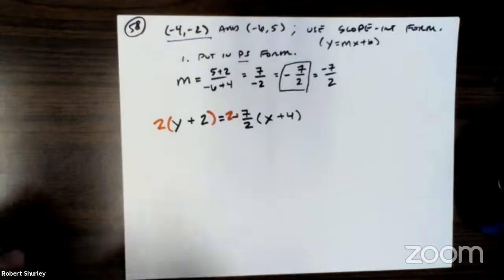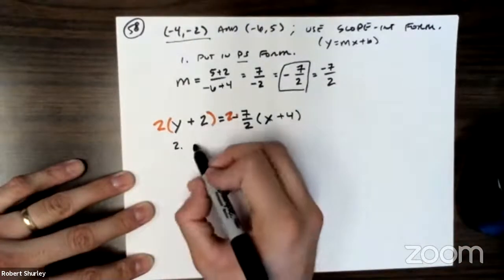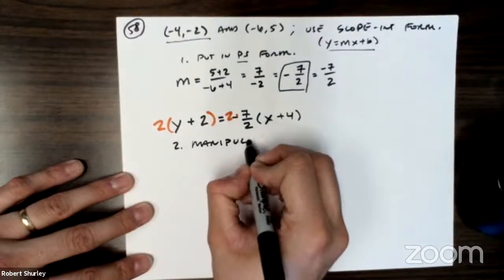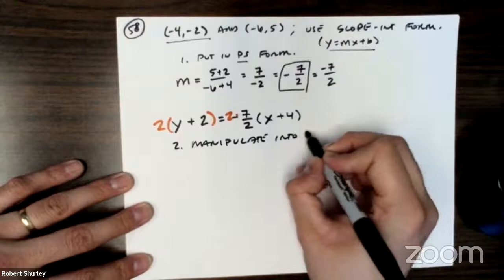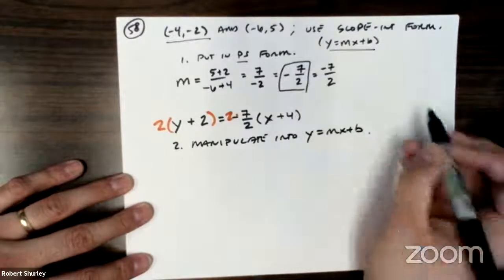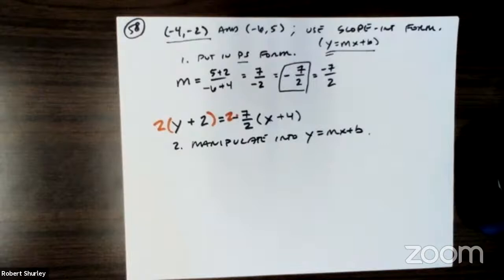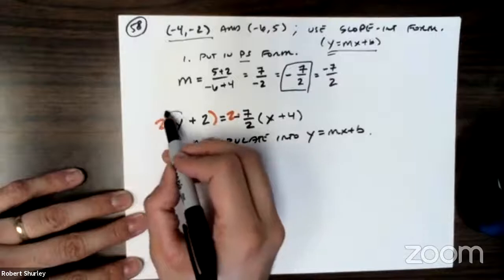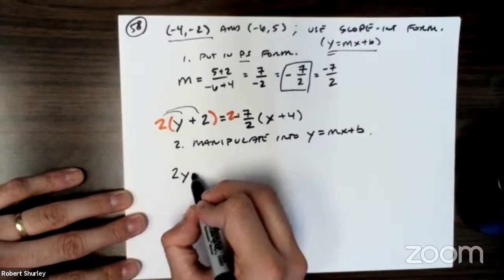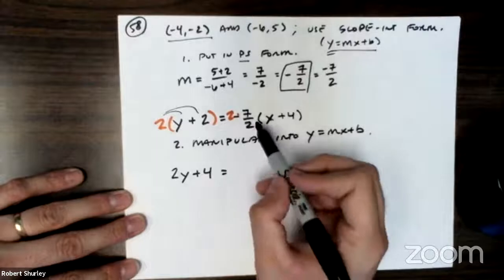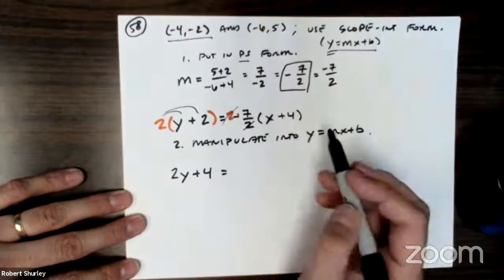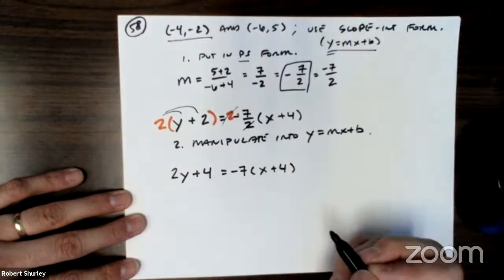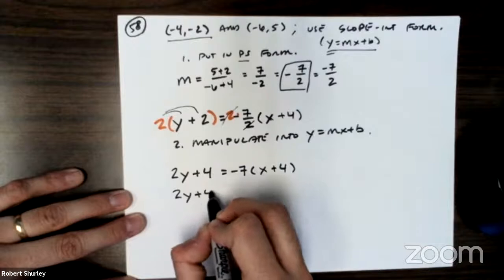Oh, wait, let me put step 2 in here. Step 2, of course, is now we need to manipulate into y equals mx plus b. So we've got to solve for y here. To do that, I'm going to get rid of the 2 in the denominator. So distribute this 2 to both terms over here. We get 2y plus 4. On the right, it's nice. It got rid of the 2 in the denominator, so you have negative 7 times x plus 4. So get rid of those parentheses.